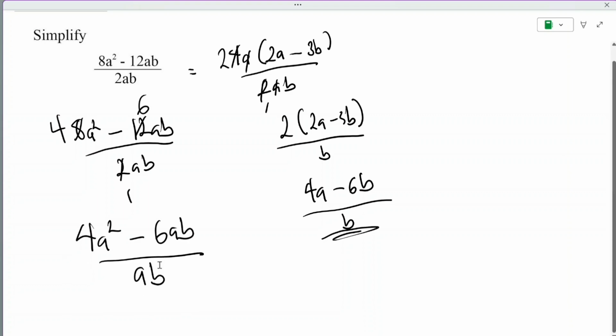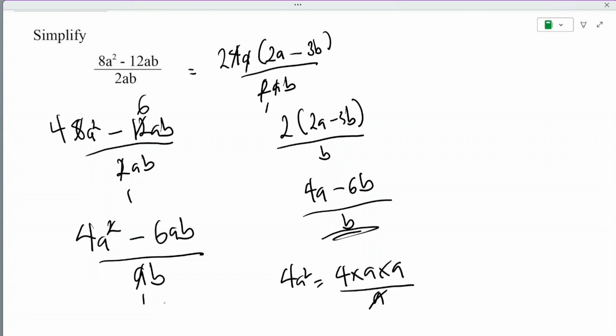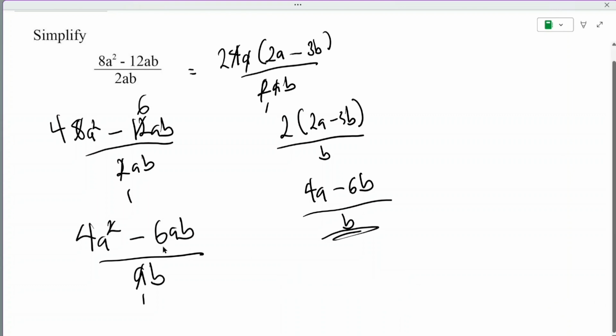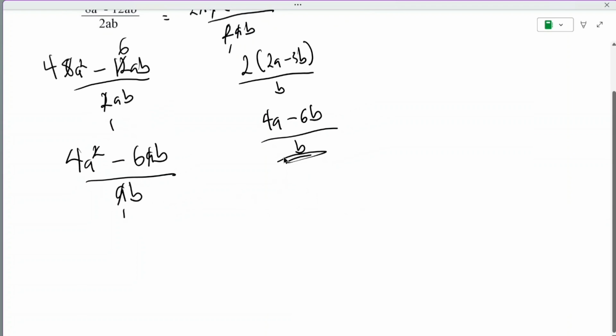Since you have a in 4a squared and also a in 6ab, you can then use your a. A in a 1, a in 4a squared, we take one of the two a's, you're left with 1a. Because 4a squared is the same thing as 4 times a times a. And if divided by a, the a will take one of the a's, then you'll be left with 4a. Then you also take the a in the 6ab. In the 6ab, a will take the a, you'll be left with 6b. So your answer, same as using the first method, will be 4a minus 6b over b. You can see you arrived at the same result.